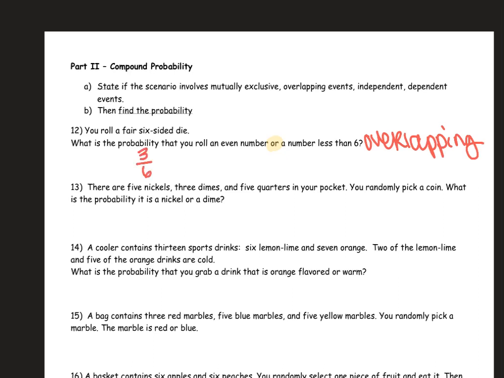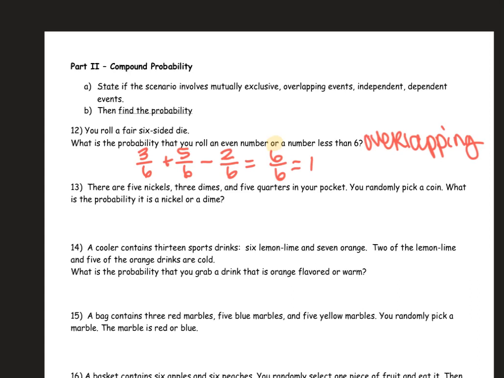3 out of 6, and you're going to add it to the chances of you picking a number less than 6, which are 5 out of 6. You're going to subtract the overlap, so numbers that are less than 6 and even are the numbers 2 and 4, so there's 2 of them. So you're going to subtract 2 out of 6. That gives you 6 over 6, which is 1, and it is okay to have 1.